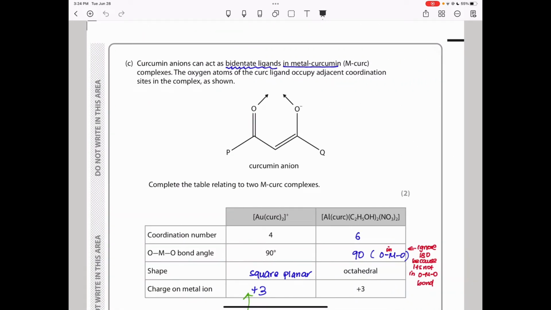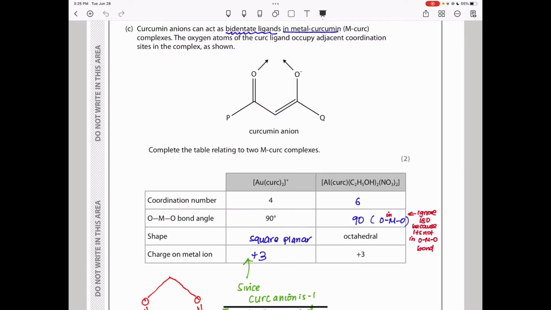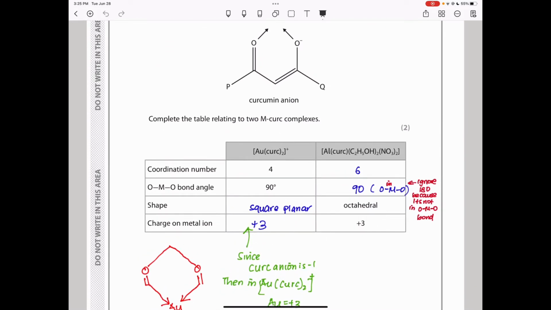Here it says curcumin anions can act as bidentate ligands in metal curcumin complexes. The oxygen atoms of the curcumin ligand occupy adjacent coordination sites in the complex as shown. So this is the curcumin anion. They say complete the table relating to two metal curcumin complexes. Here they want us to see the coordination number is 4, and here we have 6 coordination number in that complex and in that complex.